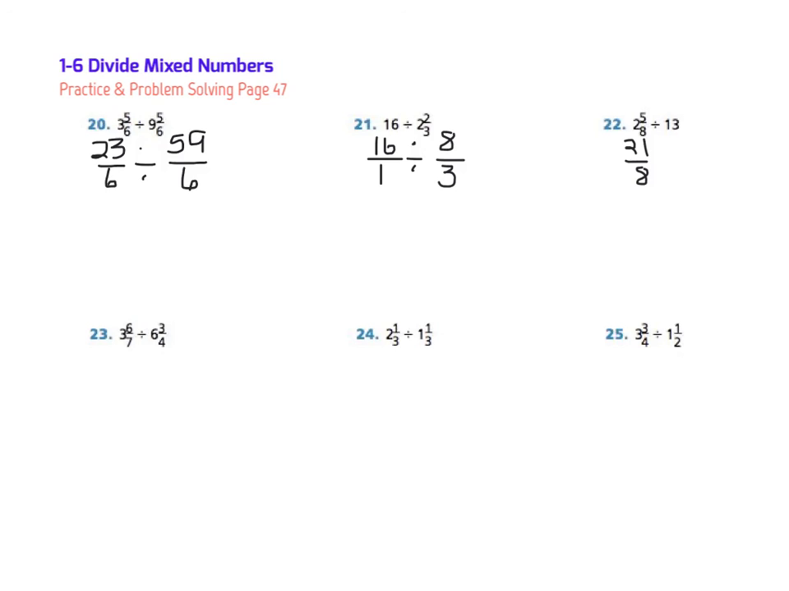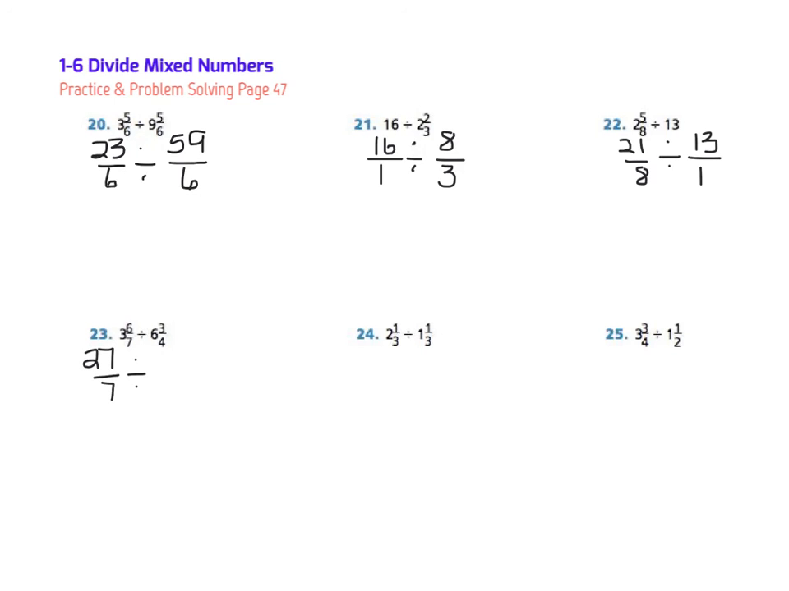Whoops, that doesn't look very good. Let's fix that. Then we're going to divide that by 13. Well, just remember, whole numbers become fractions when you put a 1 under it. Okay, number 23, 3 6/7. Keep the denominator. 3 sets of 7 is 21, plus 6 more makes 27.